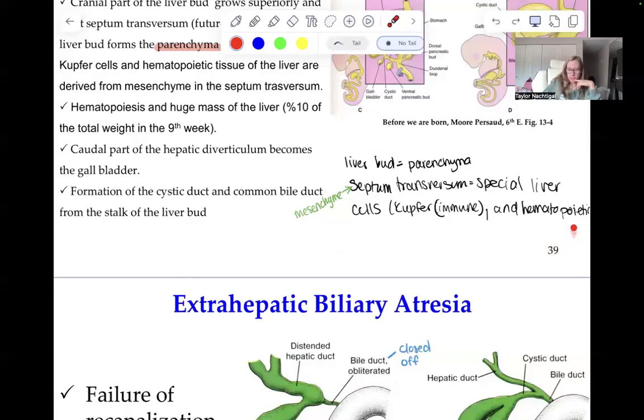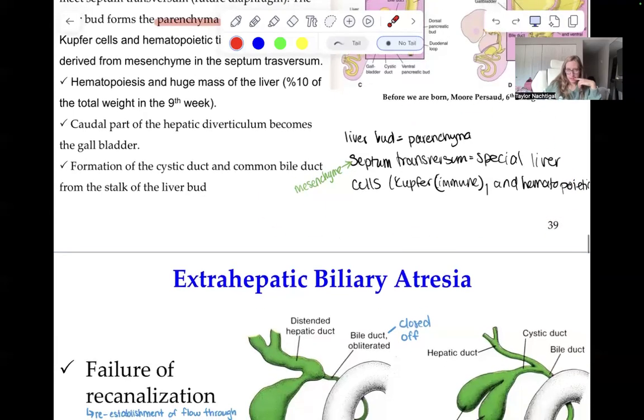This is a summary of what I said. Know this. If there's anything from this slide you take away, it's this: where the tissue of the liver comes from.